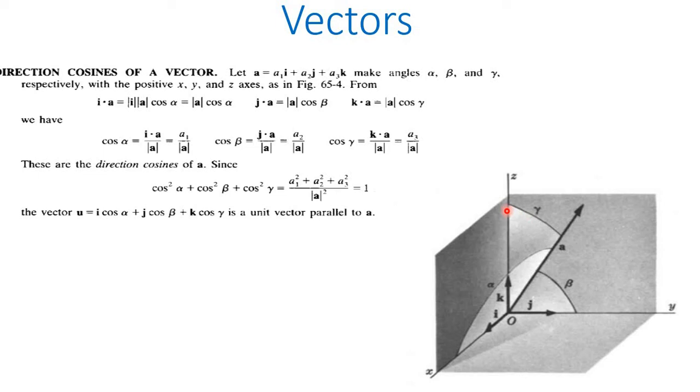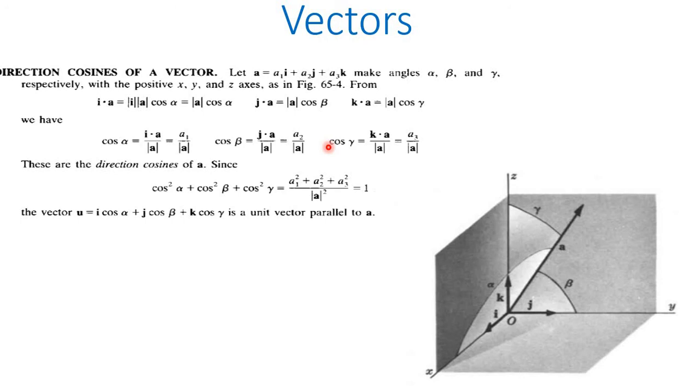So we can say that i dot A is equal to magnitude of i into magnitude of A cos alpha, because it is a dot product. So this will be equal to mod A cos alpha. And similarly, j dot A and k dot A can be calculated because their respective angles are beta and gamma. So j dot A is equal to mod A cos beta, and k dot A is equal to mod A cos gamma. From this we can calculate cos alpha, and mod A will go downside: i dot A over mod A, and i dot A will be equal to A1 over mod A. Cos beta is equal to j dot A over mod A, and likewise the other values.